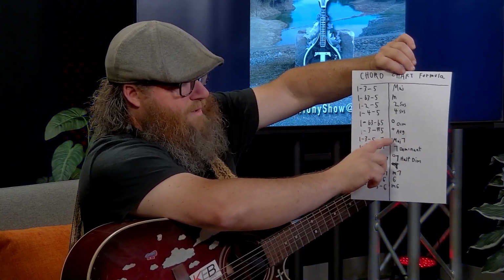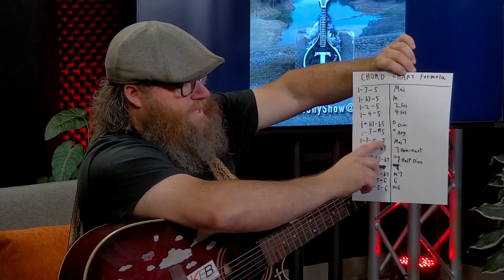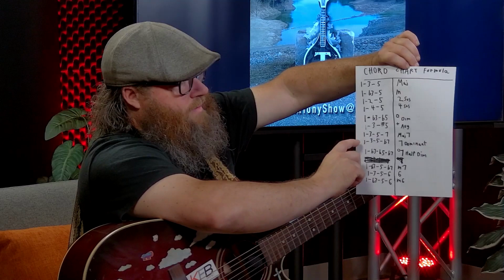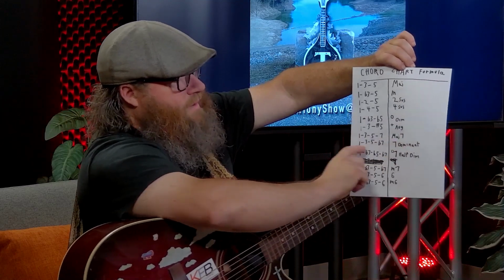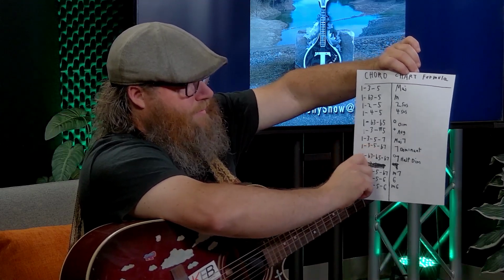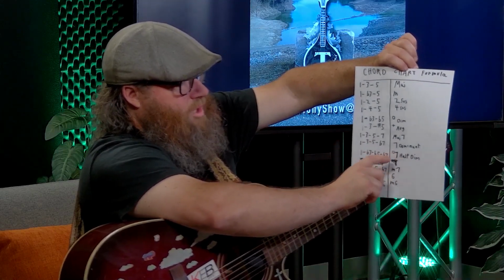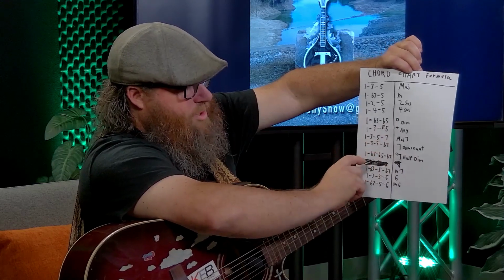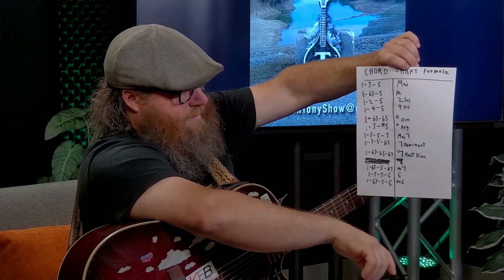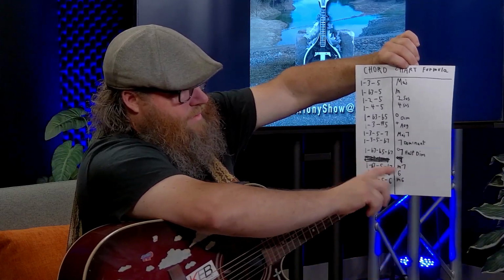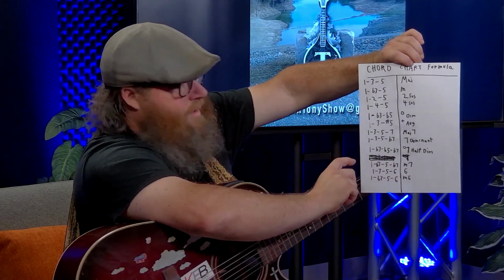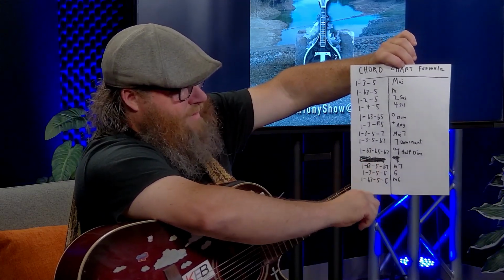And then we have the major 7th, which is a 1, 3, 5, 7. And then we have a dominant 7th, which is the 1, 3, 5, and then flat 7th. And then here we have the diminished, they consider it a half diminished. It's a 1, flat 3, flat 5, flat 7. And then here we've got a minor 7th. So that's going to be a 1, flat 3, 5, flat 7.